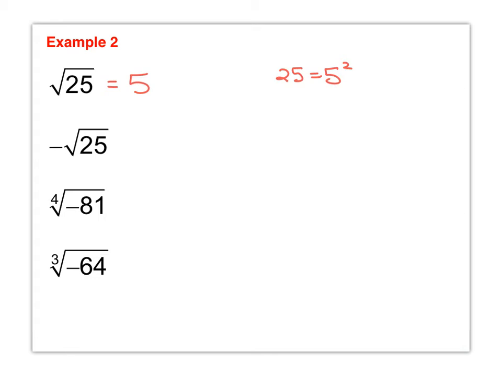The opposite of the square root of 25 is equal to negative 5. Now the fourth root of negative 81 is not a real number because the index is an even number and the radicand is a negative number. So this cannot be a real number.